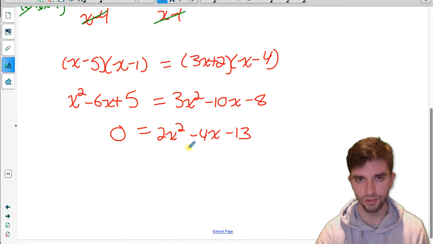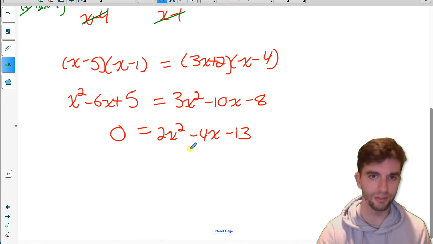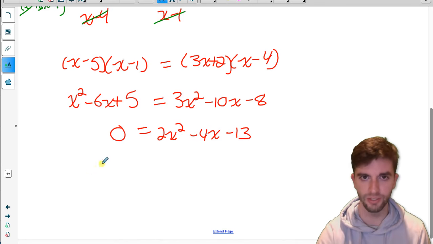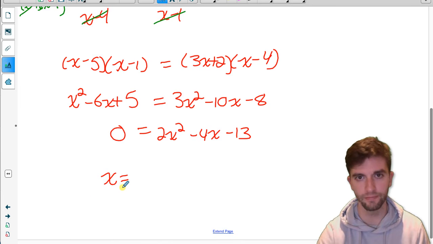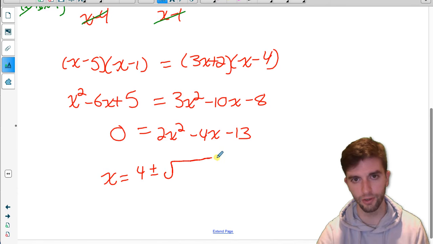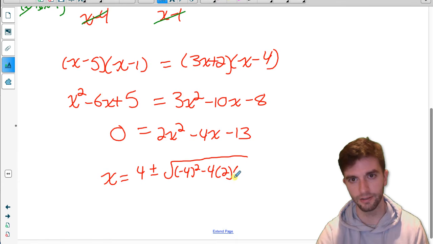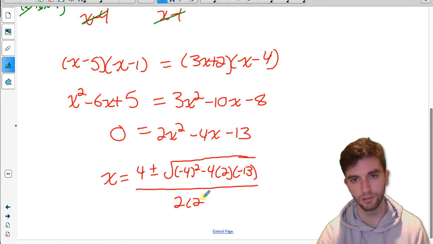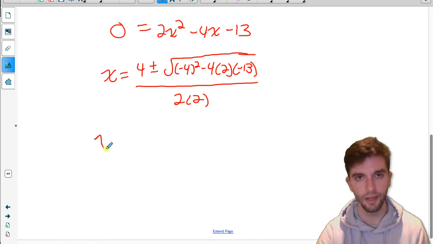So that doesn't mean there's no solutions, it just means there's no rational solutions. There may be irrational solutions. We'd have to check quadratic formula to find them. So x equals negative b plus or minus the square root of b squared minus 4 times a times c, all over 2a. And then what we can do is simplify underneath the square root.